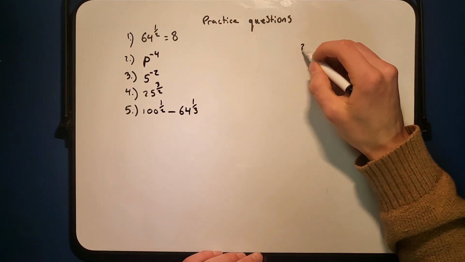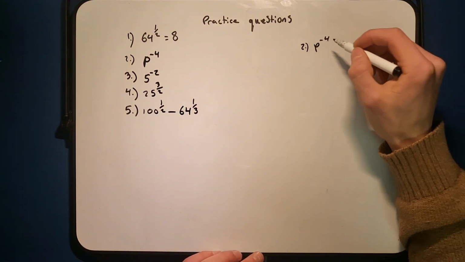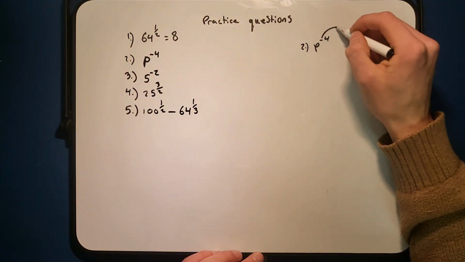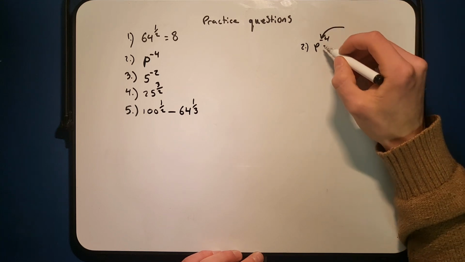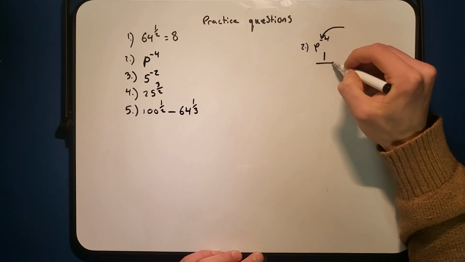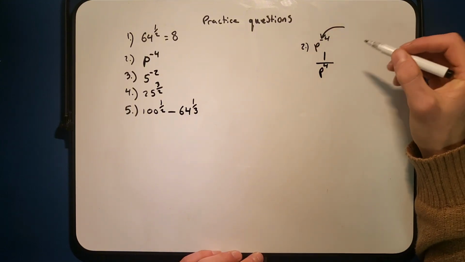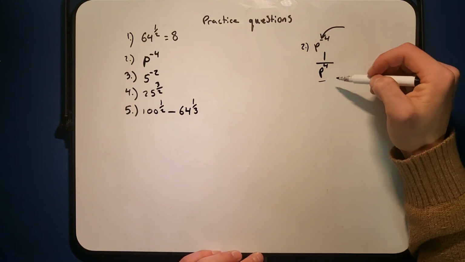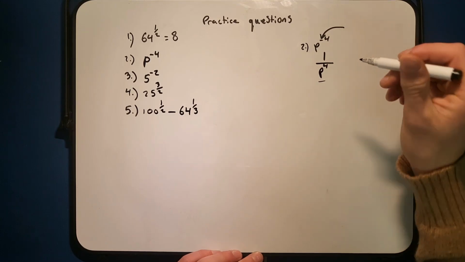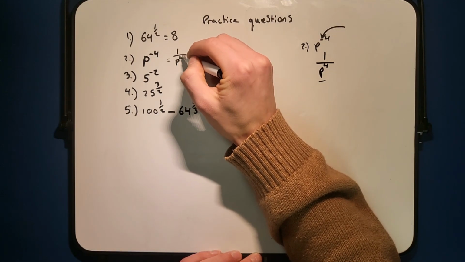For question 2, p to the minus 4, all we're going to be doing, as you see this minus symbol, is we know that this will be a fraction. So it's going to be 1 over p to the power of 4. And since this is a variable and not a number, that is where we'll leave it. So p to the minus 4 is equal to 1 over p to the 4.